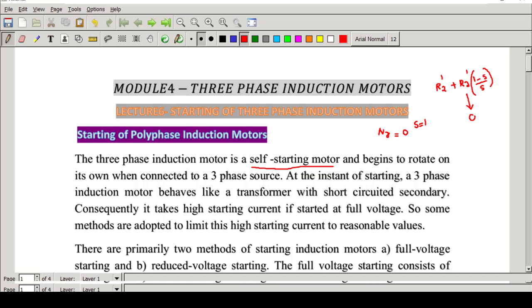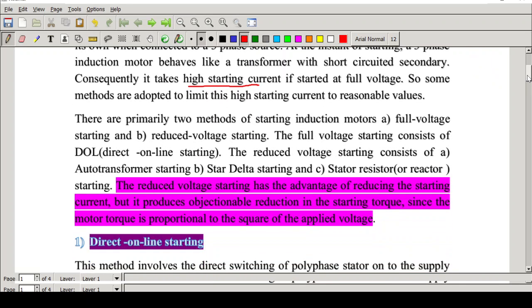So at the time of starting, due to this very low resistance, a very high current will flow if we are providing the full line voltage to the stator winding. That means if the stator winding of the three-phase induction motor is given the full line voltage at the time of starting, a very high current will flow. This current has to be controlled, because there are several reasons for that. Let's analyze why we have to control this current, or what is the effect of this initial high starting current.